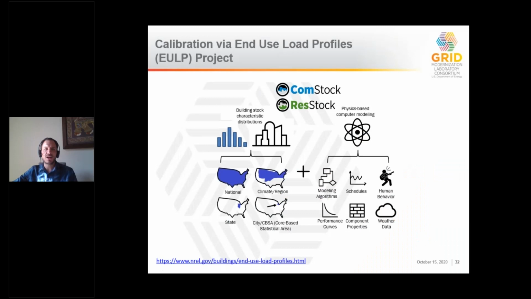As ResStock and ComStock are bottom-up models, calibration is critical to ensure accuracy at scale. This is where the end-use load profiles project comes in. For these tools, ResStock and ComStock, there are different scales of analysis and also different scales of data collection and calibration. And while it is important to have parameter distributions that map to the national scale, it's not possible to collect highly granular characteristic data in every region, and even if we could do that, it would not be practical to calibrate to all those data. Next slide.